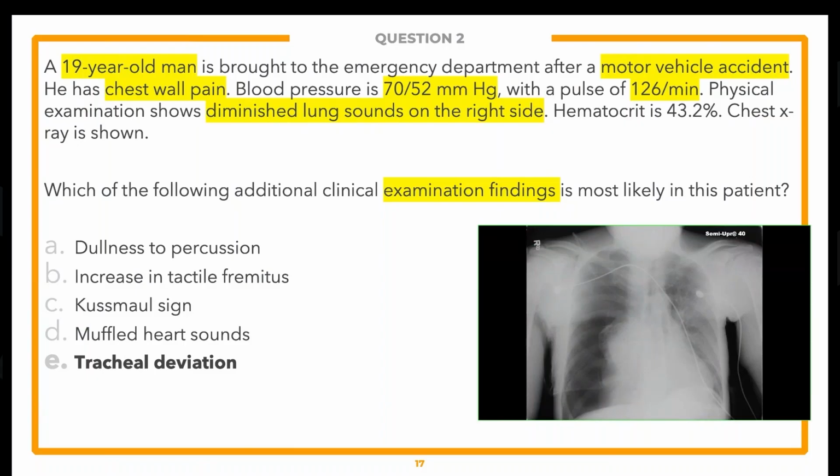It means that there's a lot of extra air, so it's like an echo almost. So hyperresonant is how they would describe A, the percussion. So A is out of the picture.